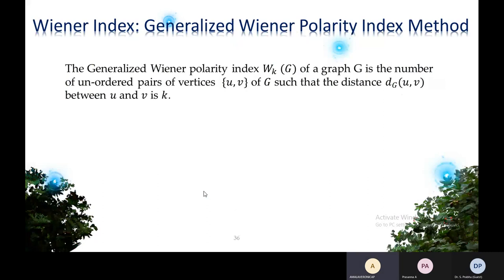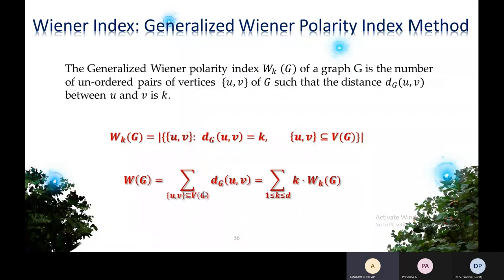When I extend that Wiener polarity index to the generalized version, it is going to be WK of G, that is the number of ordered pairs of vertices with distance K. WK of G is the set of all ordered pairs such that the pair induces the shortest distance K. So if I partition the vertex pairs into WK, where K ranges from 1 to the diameter, I am able to get my Wiener index in a new way, not with the existing technique of Sandy or the Arak-Rajital.